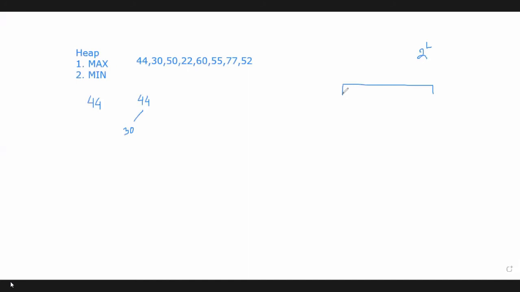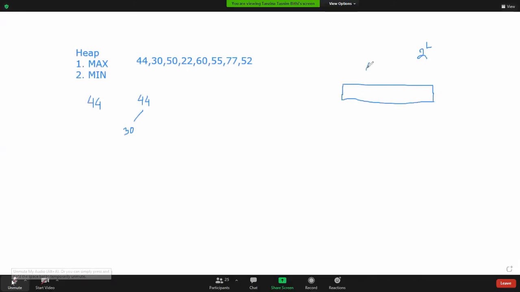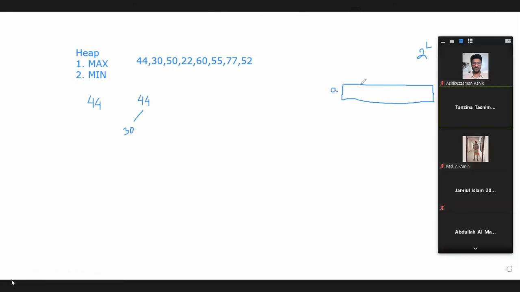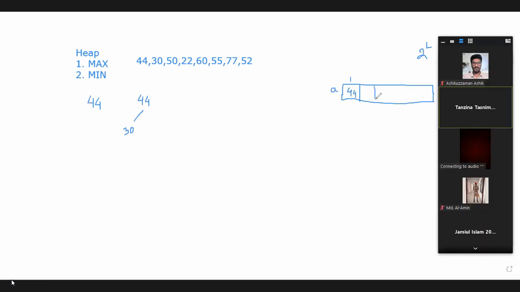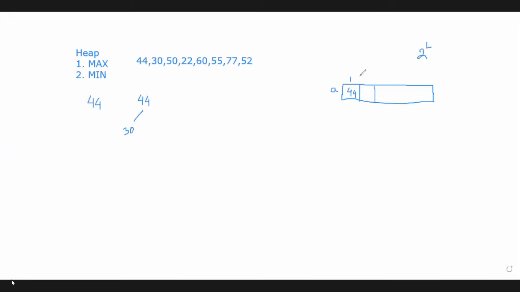Suppose this is our array. We declared an array. Suppose the name of this array is A, and here we can store some elements. So at first we inserted which node? 44 in the first location. Its location is 1, and the next node is 30. Where to insert it? In an array, we sequentially insert the node. So the next node will be inserted in the next location, that is 2.